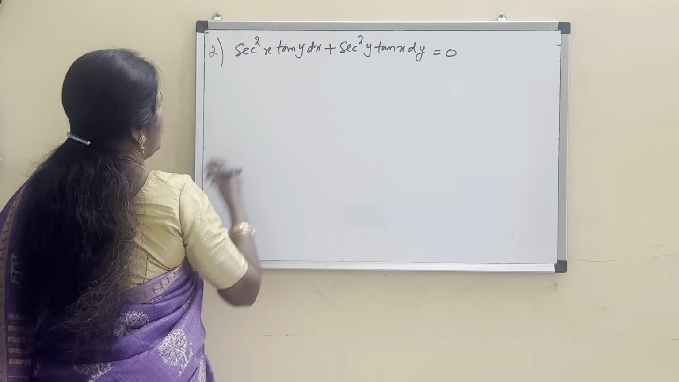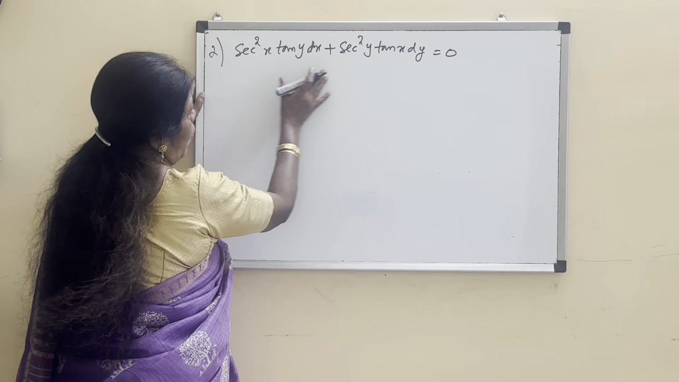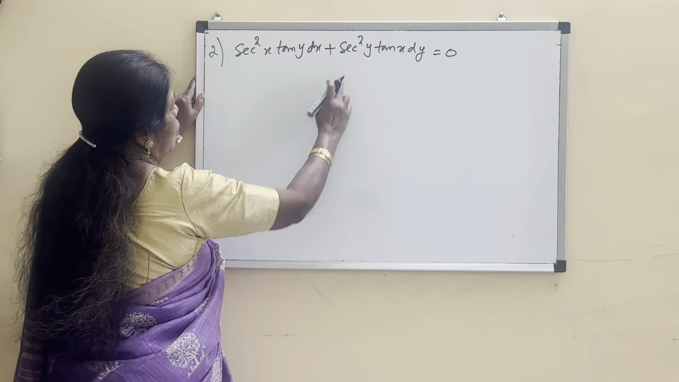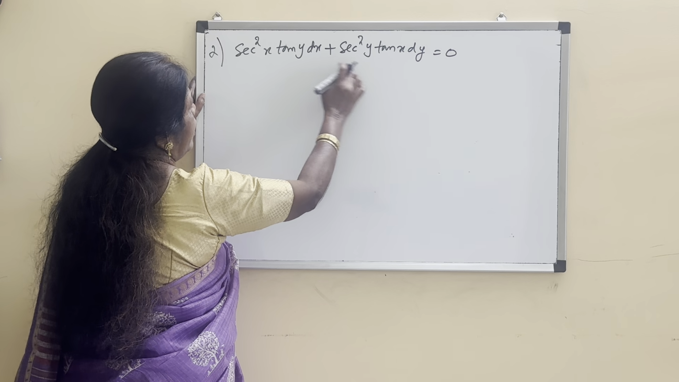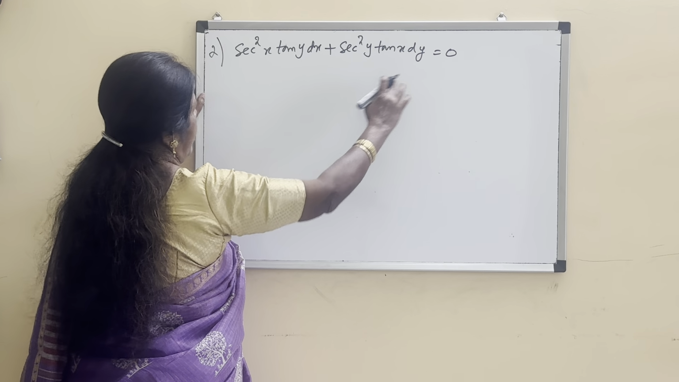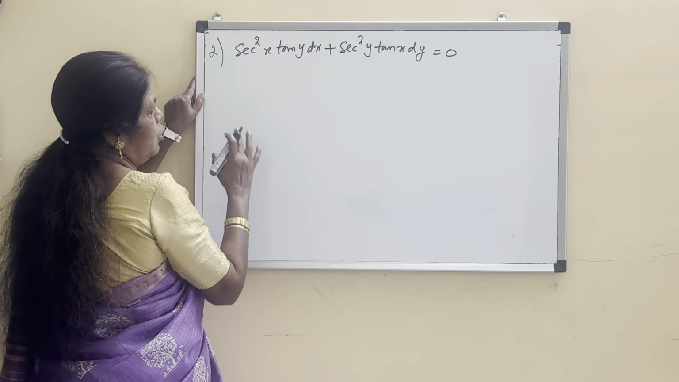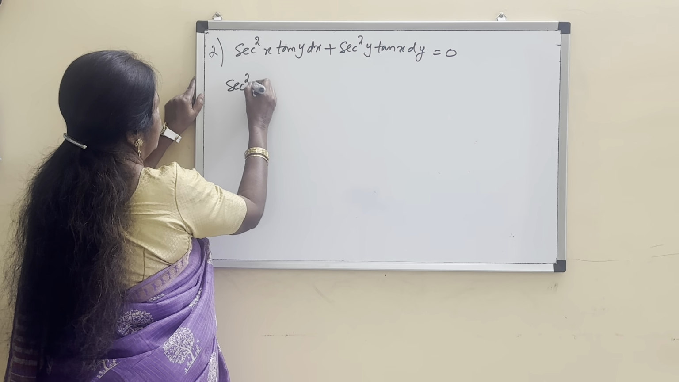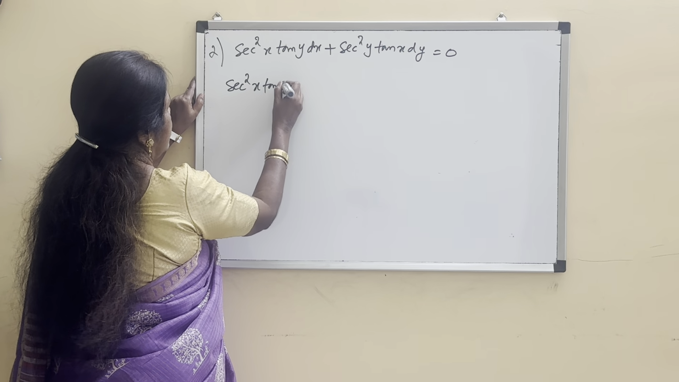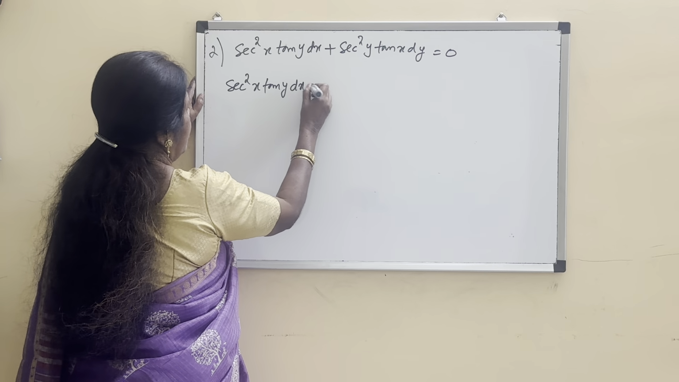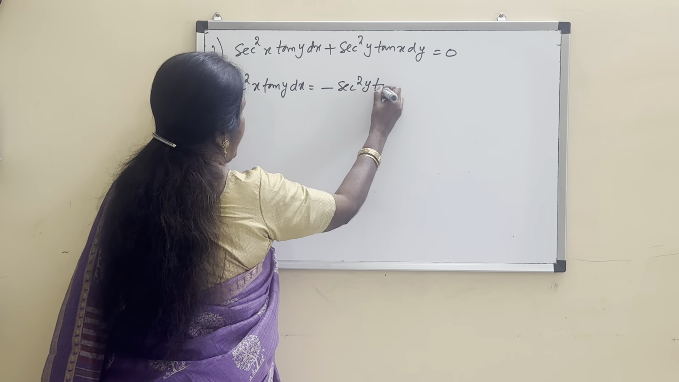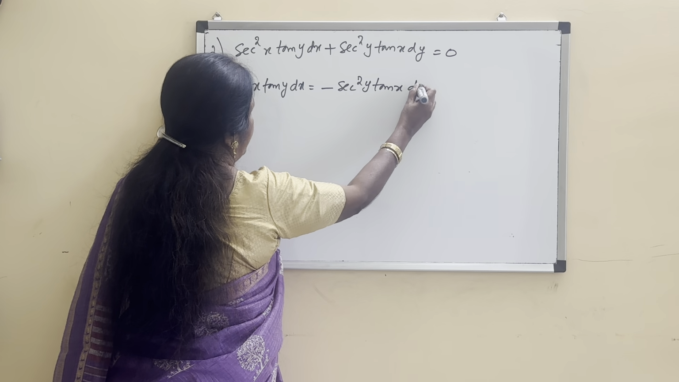Suppose you have got two terms on one side, you have to take one term to the other side. So there are two terms here, so I am taking one term to the other side. For the variable separable method, you have to follow these steps. So secant squared x tan y into dx equal to minus secant squared y tan x into dy.